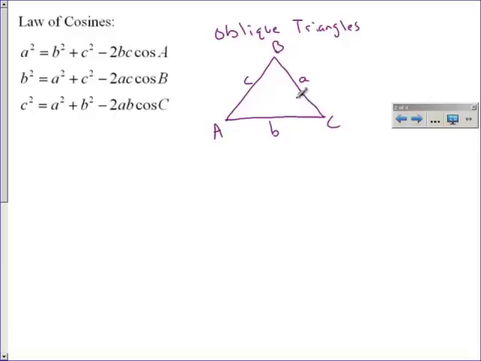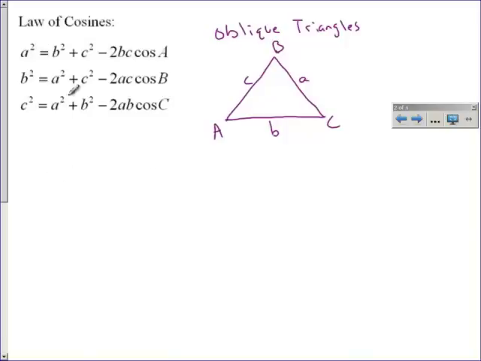Notice that these angles here are all acute. There's no right angle here, but you could have angles bigger than 90 degrees or less than 90 degrees. And your formula that you're going to use is called the Law of Cosines, and it's an adaptation of the Pythagorean theorem. And so I'm going to show you how to use this.